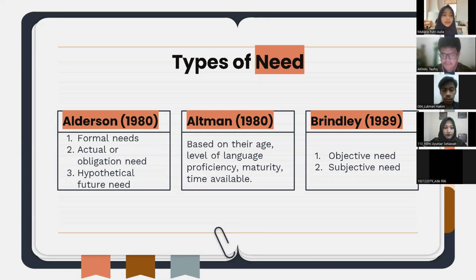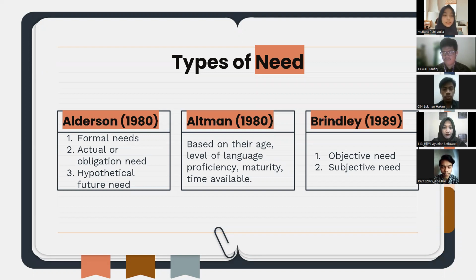And then Brindley in 1989 identifies two types of needs: objective needs and subjective needs. Objective need is derivable from factual information about the learner, use of language in daily communication, current language proficiency, and language difficulties. And then subjective need refers to cognitive and affective needs in learning, such as personality, confidence, attitude, wants, and expectation in learning.